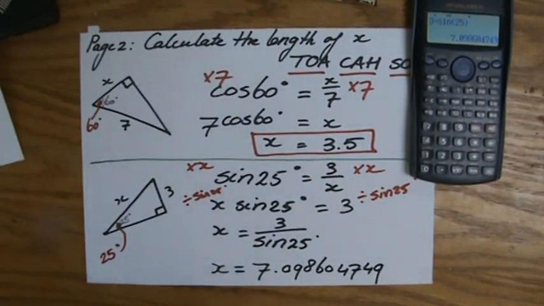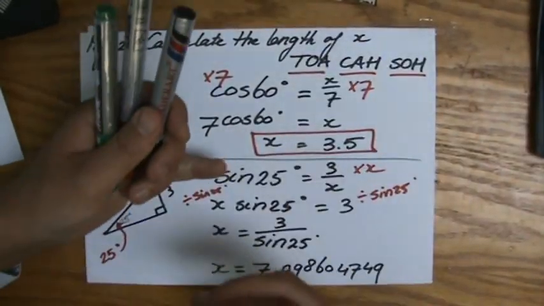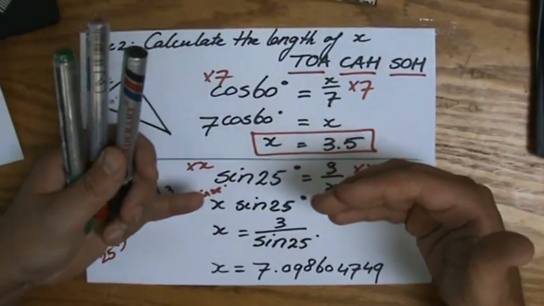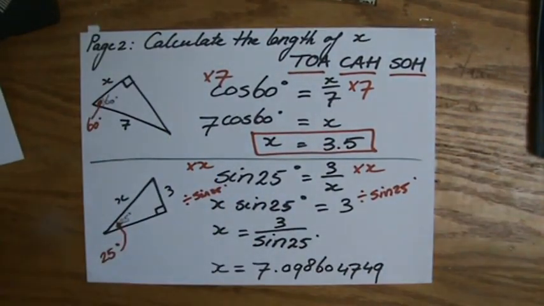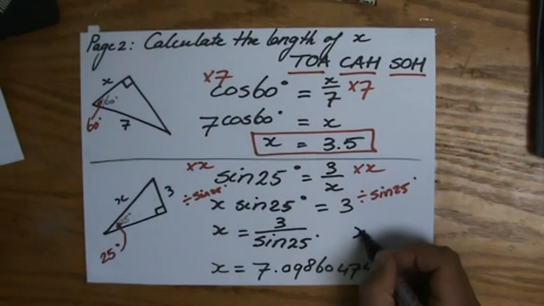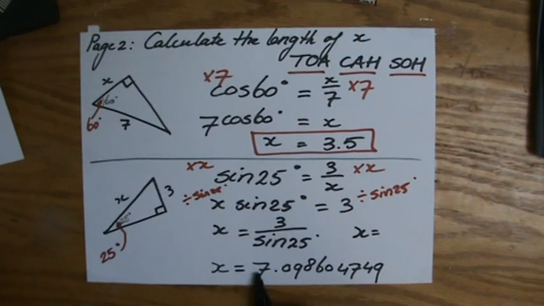7.0986044749. Now, we never want to know all these decimals in our final answer. Of course, when you are still calculating, in between your calculations, you can never round. You only do that at the end, when you have your final answer. Let me put it here, because our final answer we want in 3 significant figures. 7.09, that's my third one.